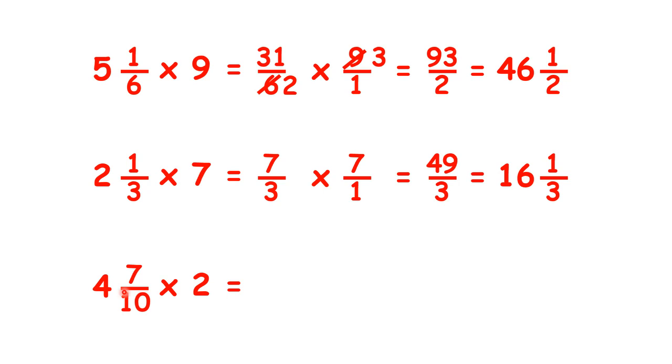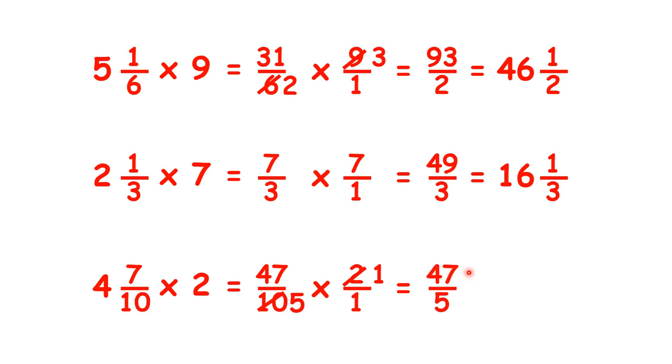Finally, 4 7/10 as an improper fraction is 47/10, and we're multiplying by 2, so 2/1. We can cross simplify here because 10 and 2 are both in the 2 times table. So now we can multiply. We get 47/5. So as a mixed number, that's 9 2/5.